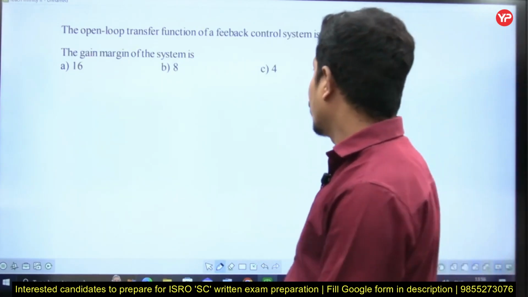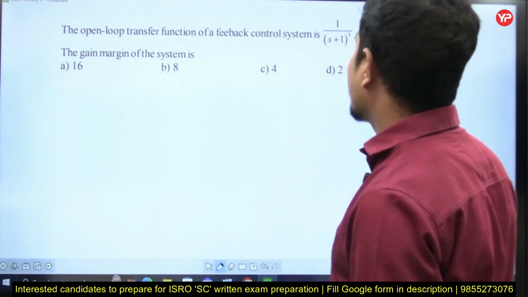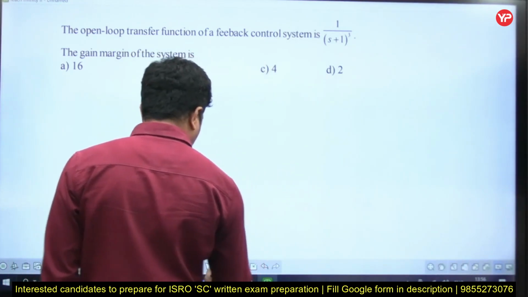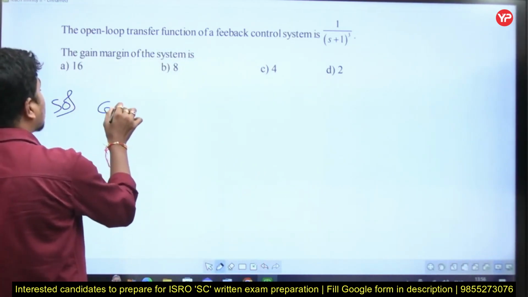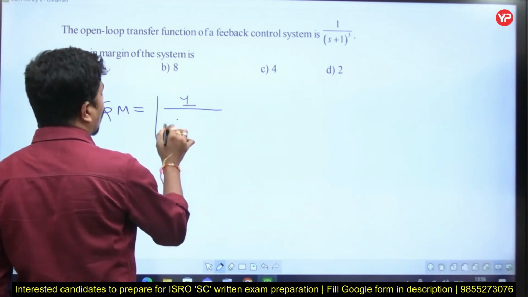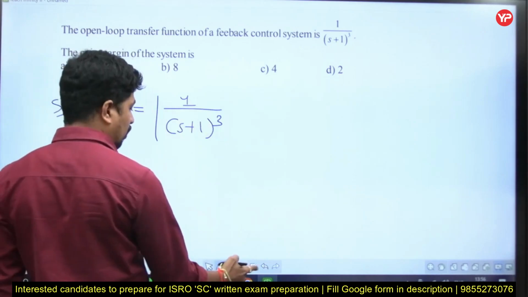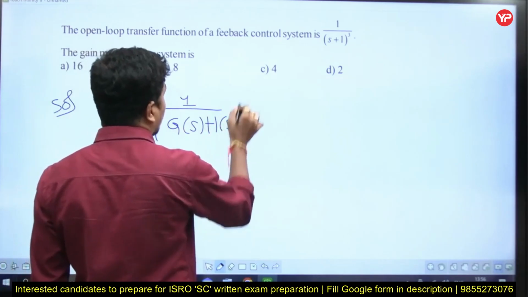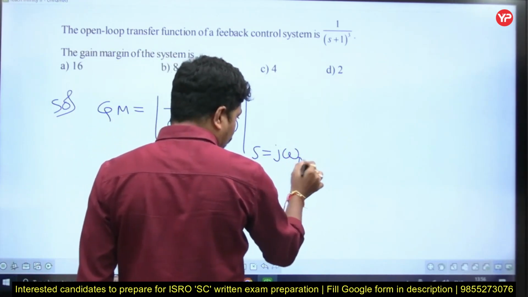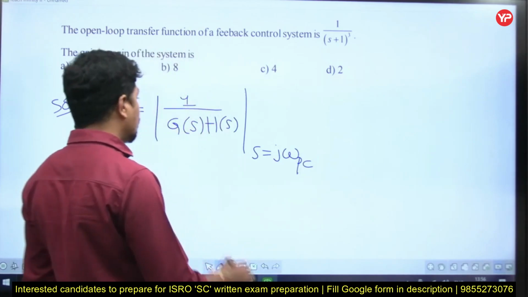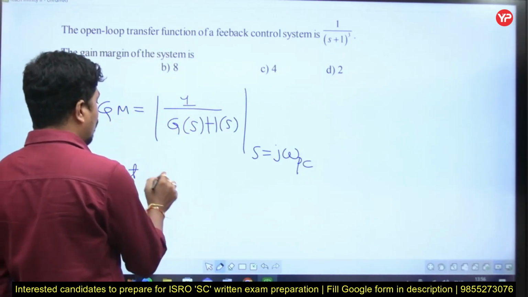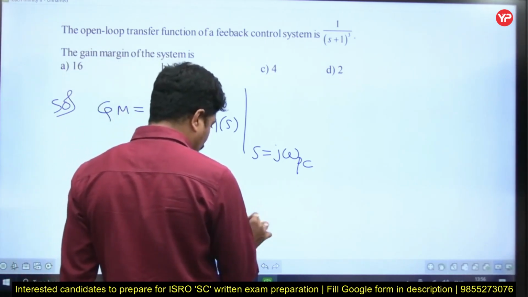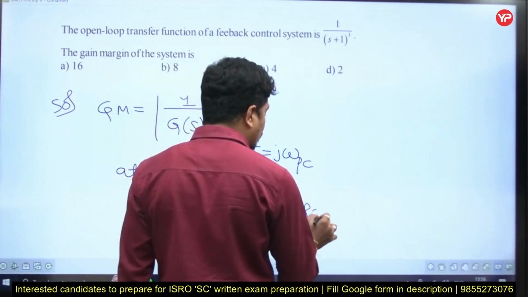The open loop transfer function of a feedback control system is given as 1 by (s plus 1) whole cube. The gain margin of the system is asked. Very simple question. Gain margin is equal to the reciprocal of the magnitude of the open loop transfer function at s equal to j omega pc, where omega pc is called the phase crossover frequency. At omega equal to omega pc, the angle of G(j omega)H(j omega) must be equal to minus 180 degrees.